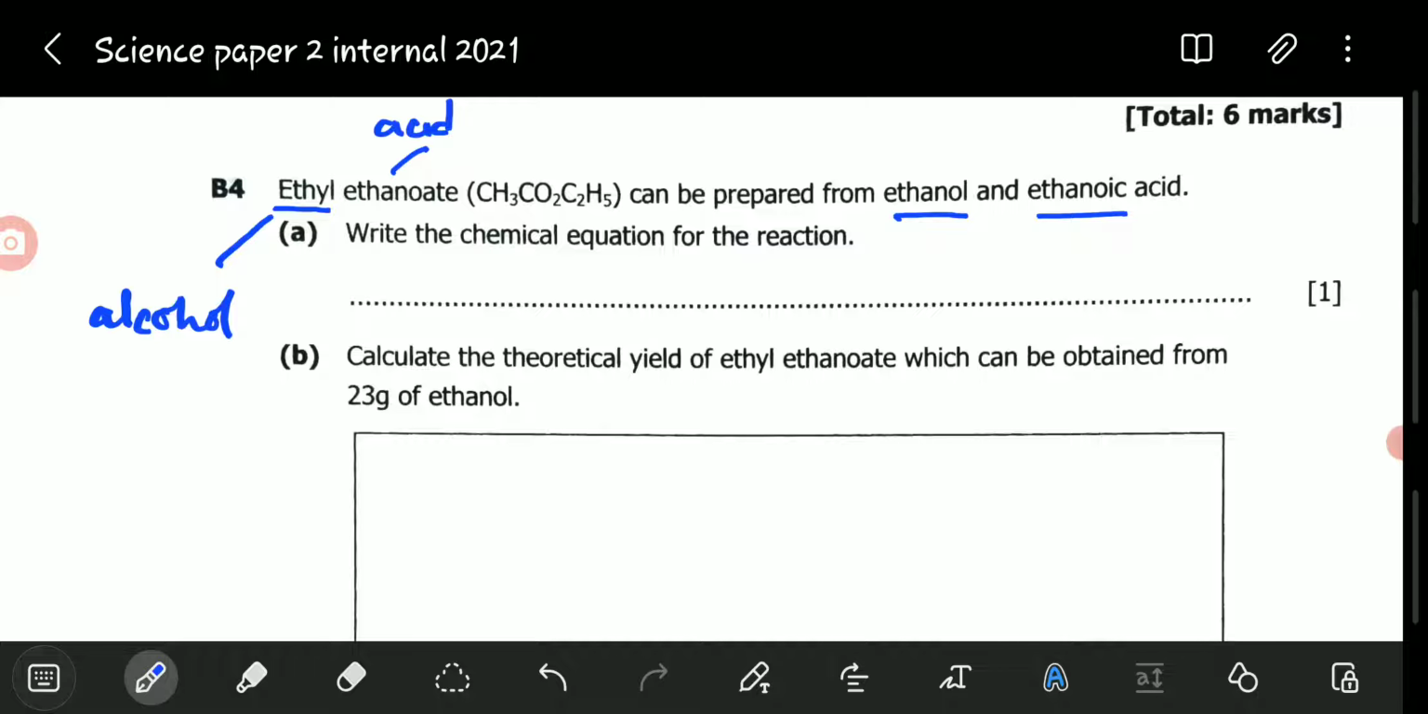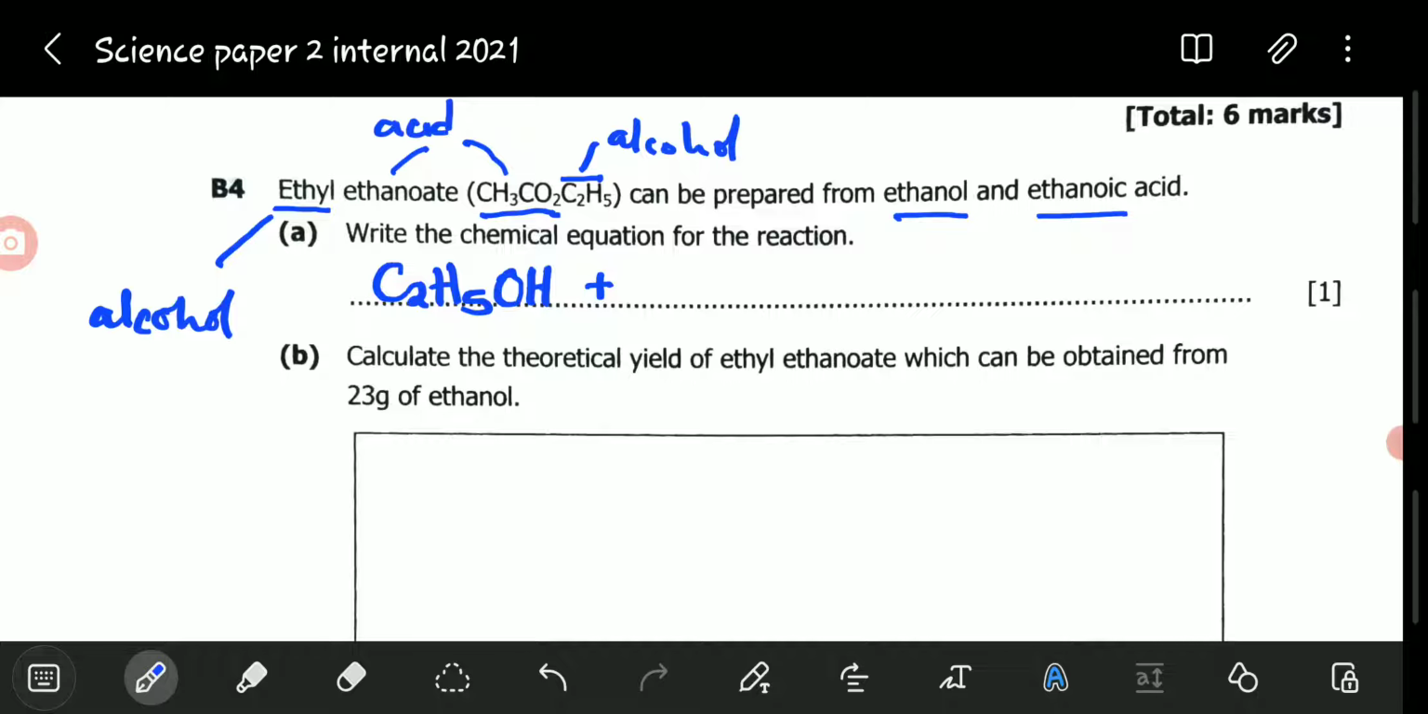However, when you are writing the formula of the ester, the acid comes first, while the last part, C2H5, is the alcohol. So from here, we can get the formula of the acid and the formula of the alcohol. I'll start with the alcohol. Since this is the part representing the alcohol in the formula, I get C2H5, then I put an OH, and it becomes the alcohol. This is ethanol.